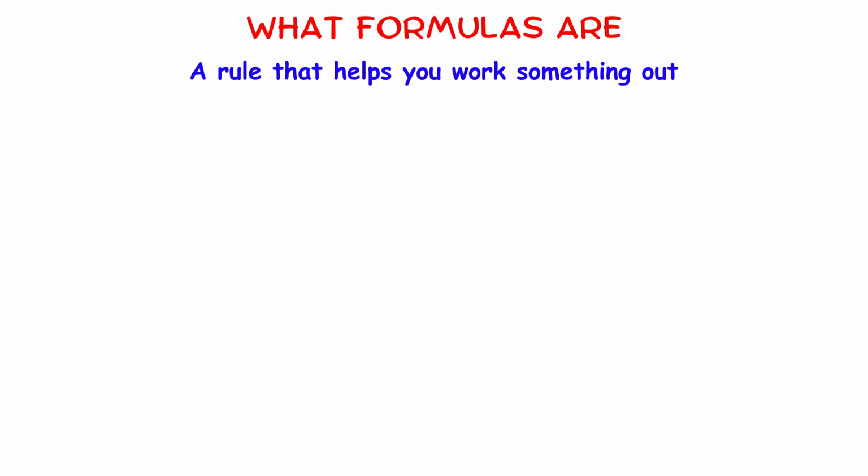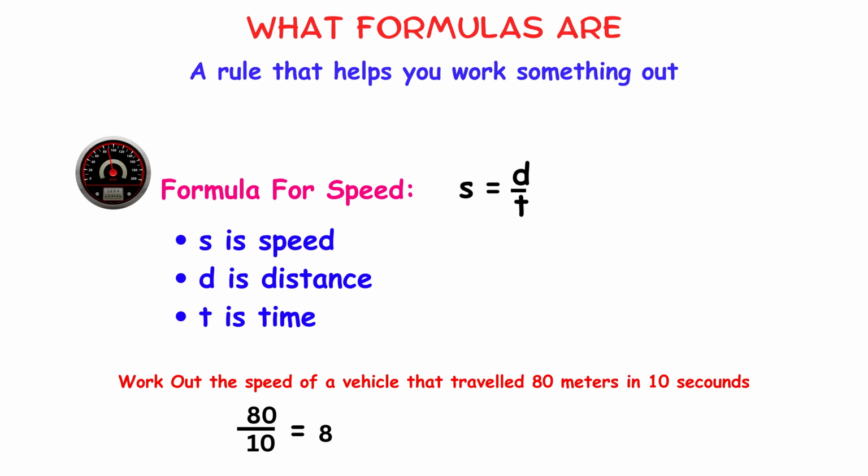In this video, we're going to look at what formulas are and see how we can use them. A formula is really just a rule that helps you to work something out, and they come up a lot in science and maths. For example, the formula for speed is S equals d divided by t, where S stands for speed, d for distance, and t for time.